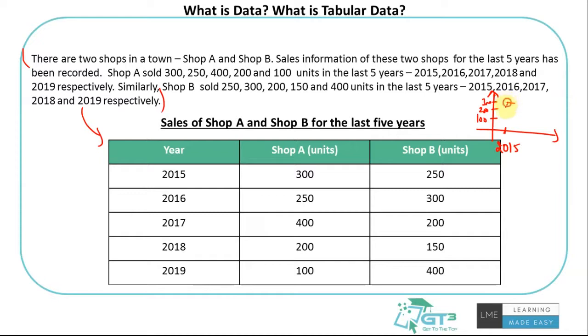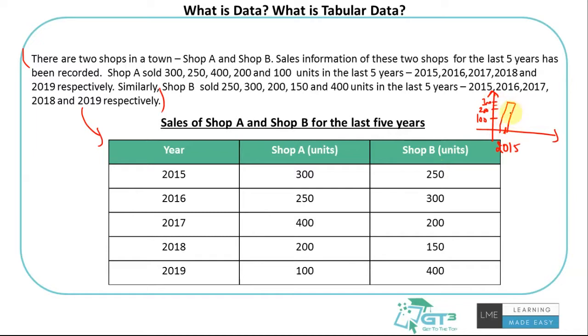So what would I do? I'll put a bar instead of a point. For a line graph, we would put a point, but instead I'll draw a bar which is as high or as tall as the number of units sold. So that is 300. This is for shop A. What about shop B? 250, between 200 and 250, so it will be somewhere here.